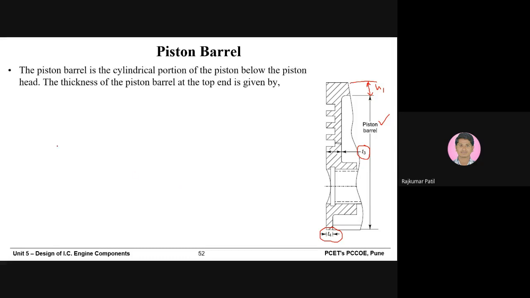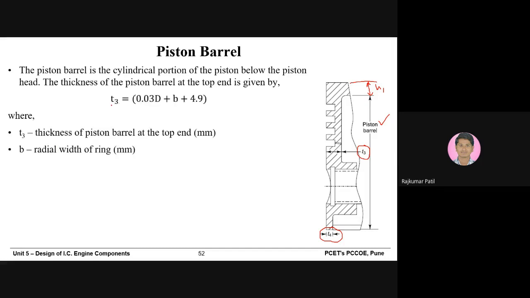So the piston barrel is the cylindrical portion of the piston below the piston head, so exclude H1 and the remaining part will be your piston barrel. The thickness of the piston barrel at the top end is given by T3 is equal to 0.03D plus B plus 4.9. This empirical relation is expressed in terms of bore diameter D and B.